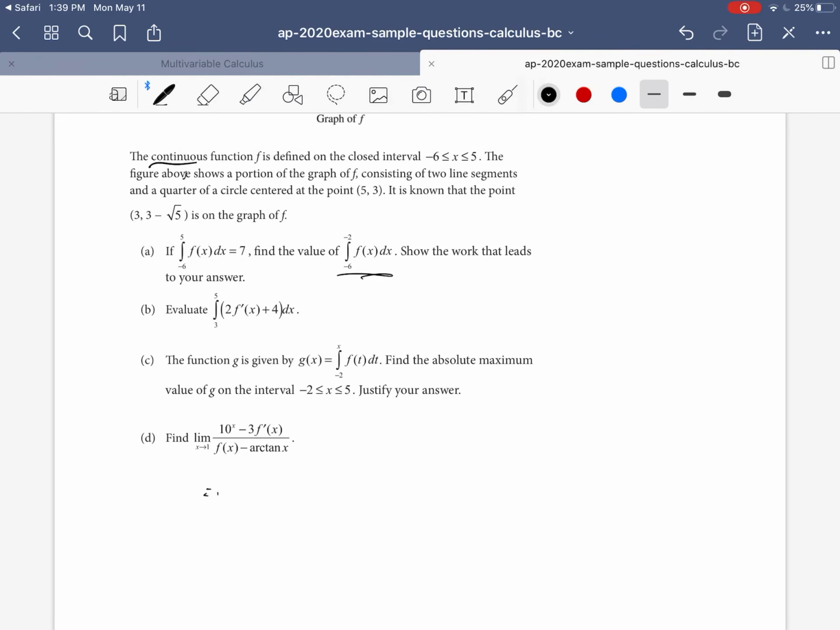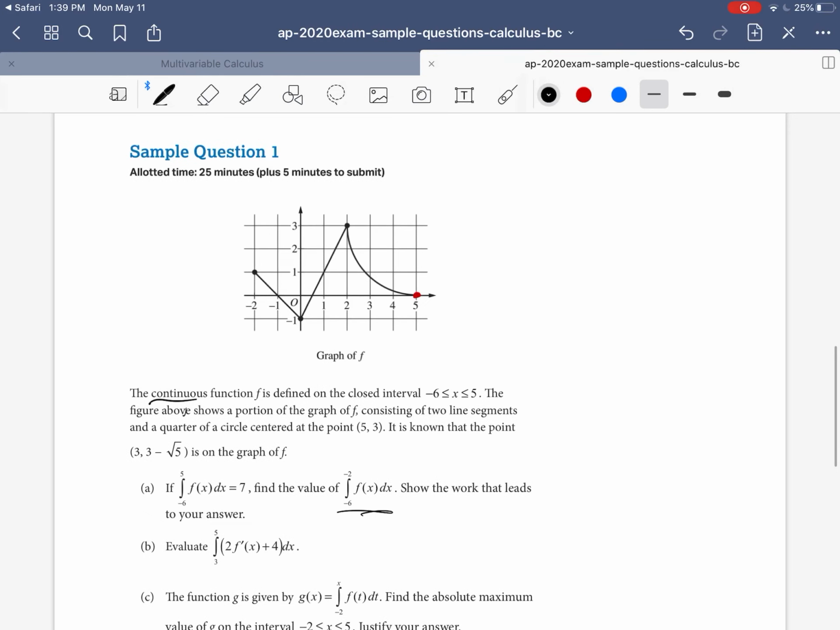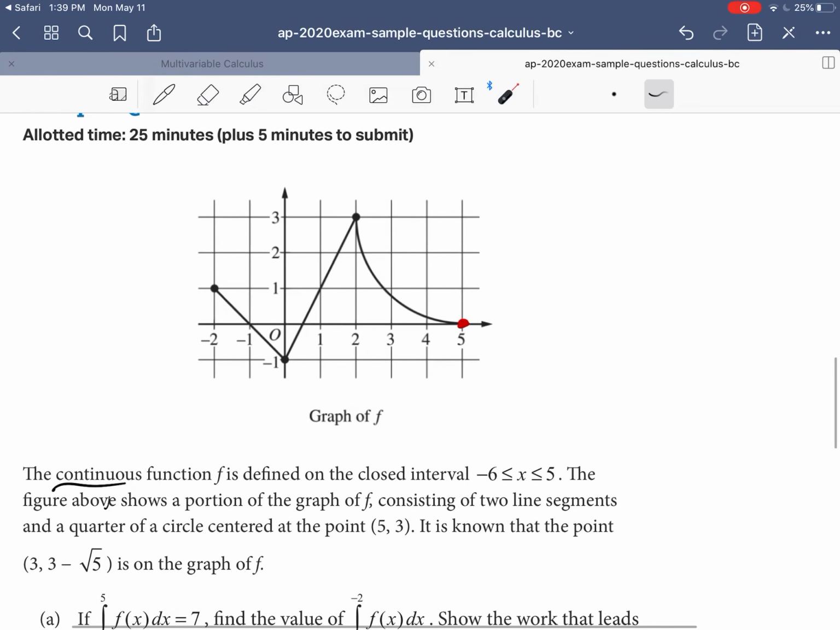This just looks like we're just going to have to plug in some stuff. It really doesn't look that bad. 10 to the x is continuous, so we can just plug that in. Okay, so this is the limit. Let's write some stuff out first. 3f prime of x. So notice that we're approaching 1. And so again, this function f is continuous. So I'm basically going to be looking at this segment right here, this line segment. That's what I'm going to be considering here.